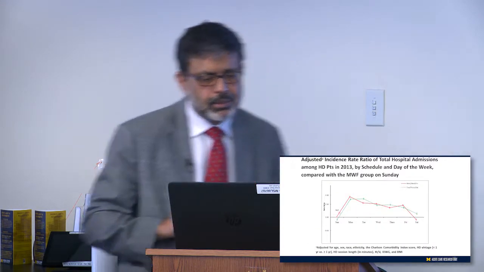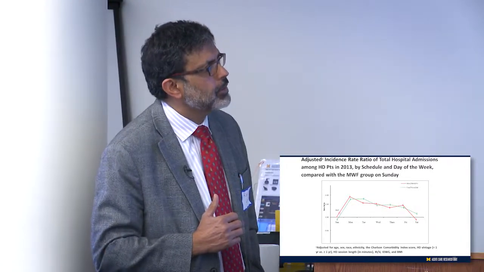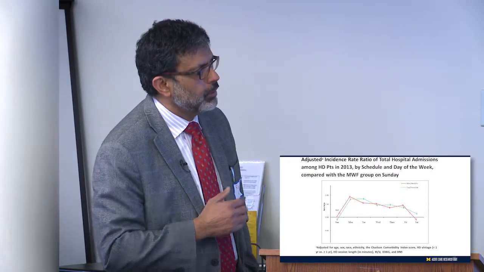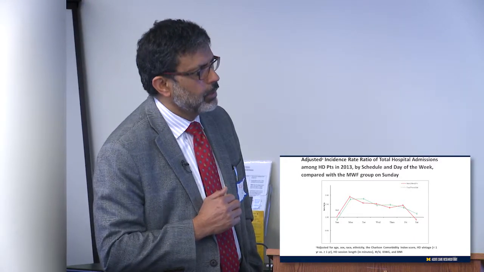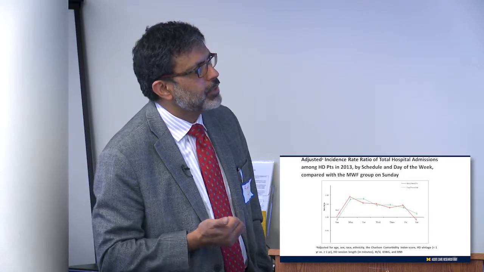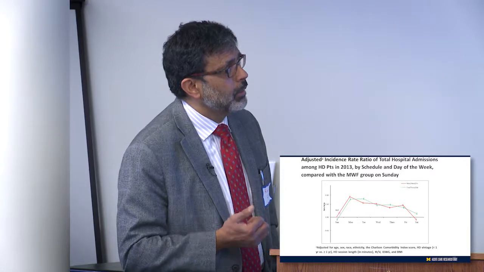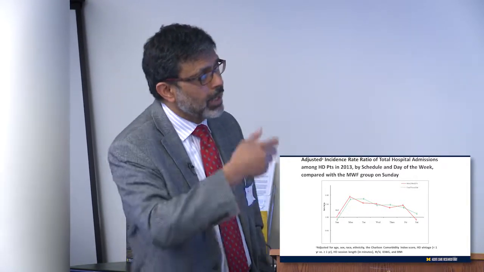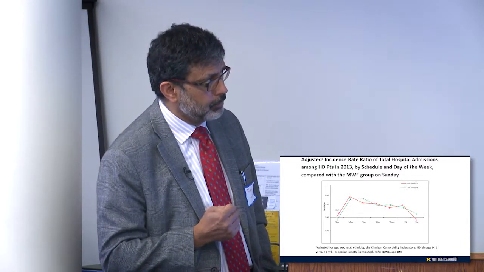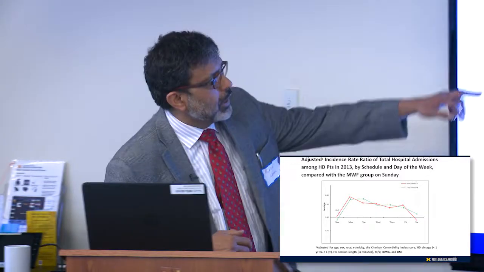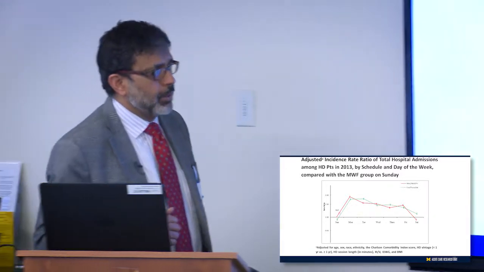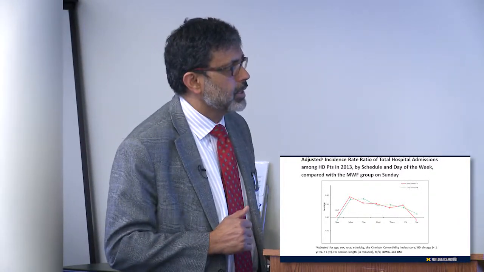And then this is, I think, the main result, and I'll show you a few more variations on this theme. The x-axis is day of the week, and the y-axis here is the rate ratio with the Sunday as the reference day with the lowest mortality. This shows the adjusted incident rate ratio of total all-cause hospitalization among the dialysis patients by schedule and day of the week. The red line is Monday, Wednesday, Friday patients, and the green dashed line is the Tuesday, Thursday, Saturday. As you can see, there's very high mortality on Monday, in the Monday, Wednesday, Friday, as well as Tuesday, Thursday, Saturday patients. So Monday is a bad day, no matter what dialysis schedule they follow.